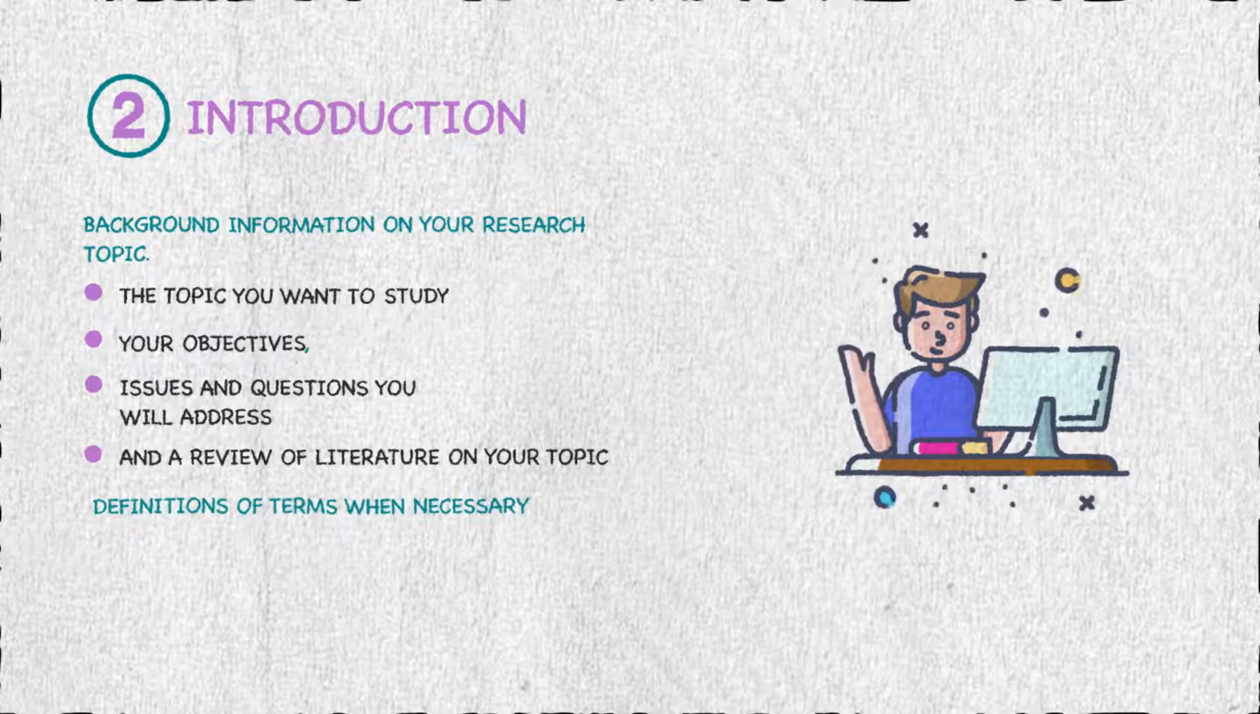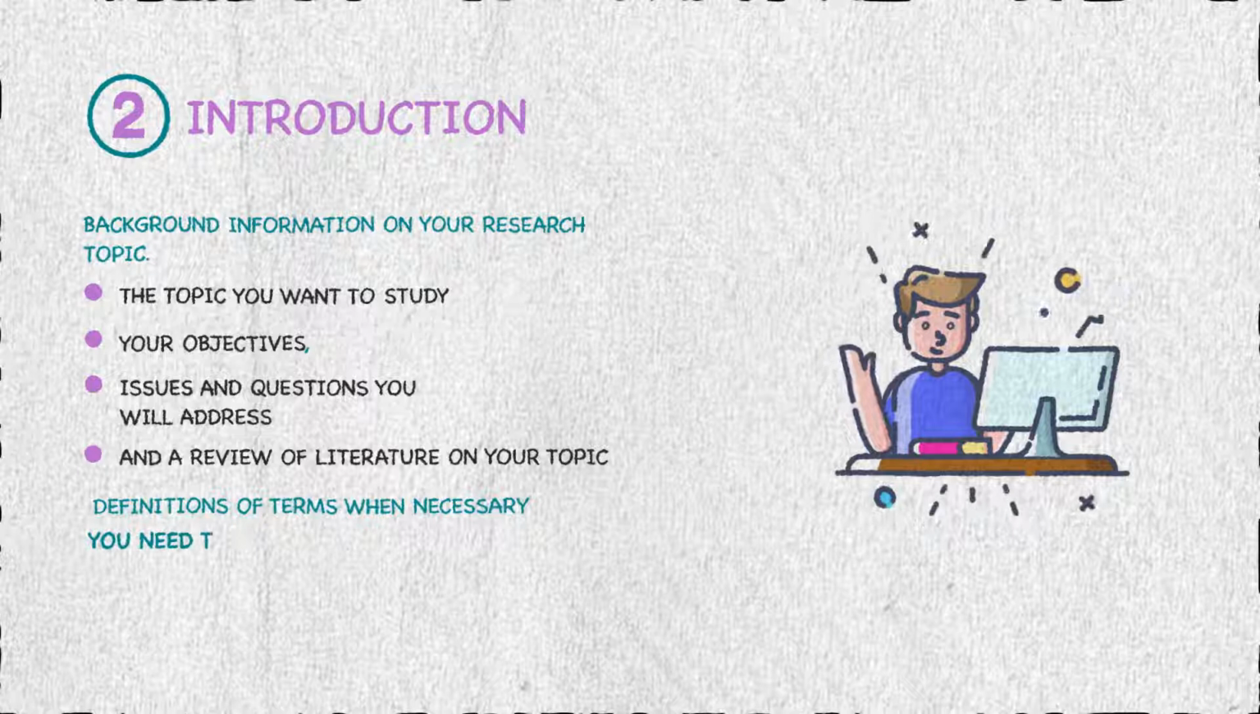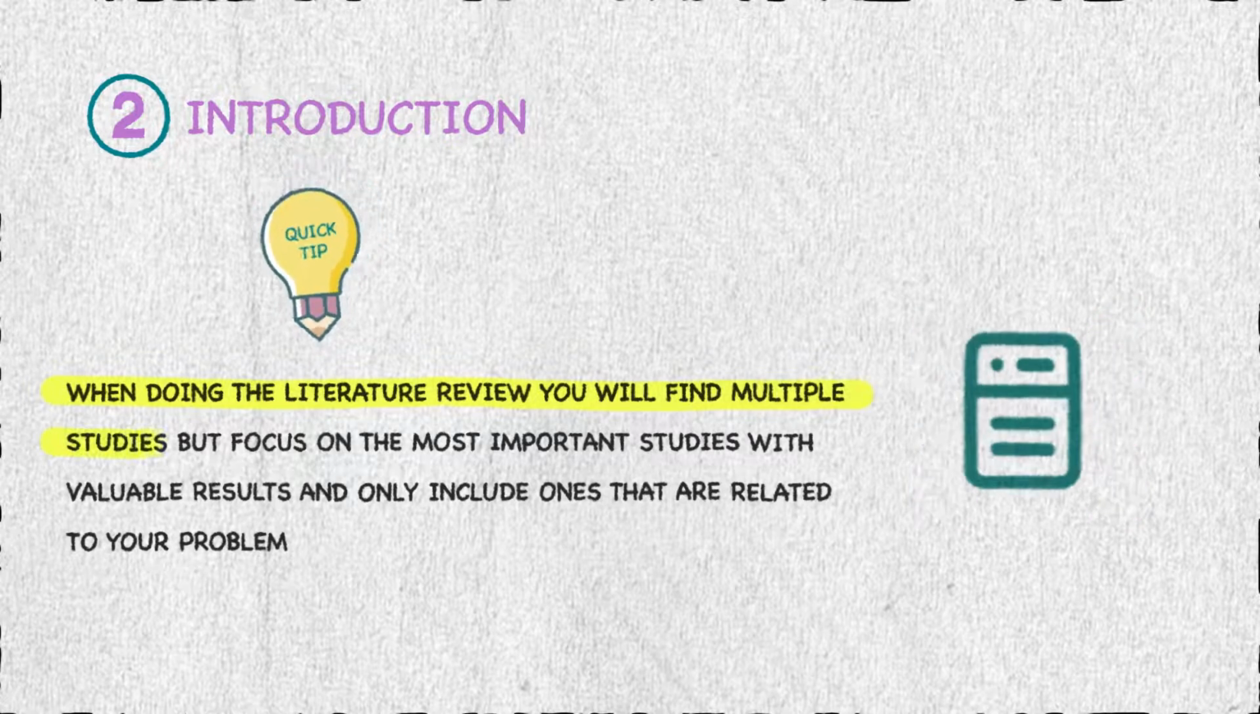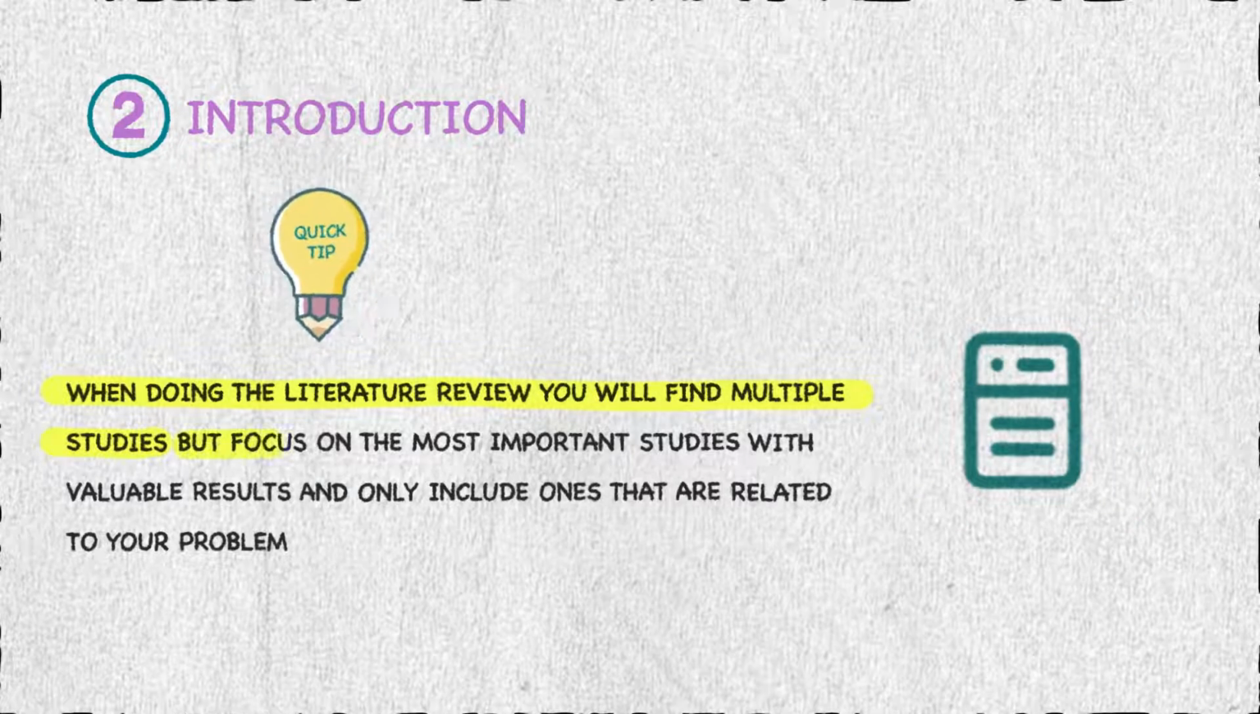When writing, start out generally with the background information to make the readers familiar with the topic and include references to earlier works to show what is already known in the current literature. In order to do that, you need to do a thorough literature review. The tip here is when doing the literature review, you will find multiple studies, but focus on the most important studies with valuable results and only include the ones that are related to your problem.